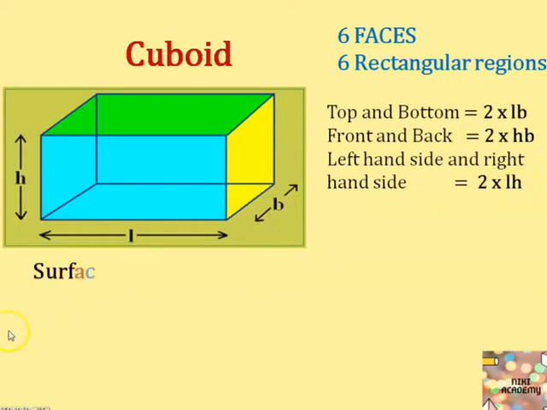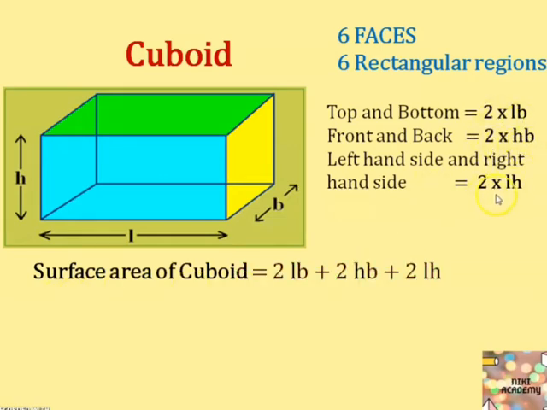So the surface area of the cuboid is equal to 2 into LB plus 2 into HB plus 2 into LH. In the three terms you have 2 as common. So taking 2 outside we have 2 into (LB plus HB plus LH). So the surface area of the cuboid formula is 2 into (LB plus HB plus LH). Here the term LB refers to length into breadth, HB refers to height into breadth, and LH refers to length into height.